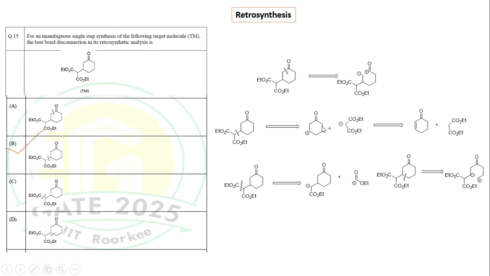This is the synthon, and the corresponding synthetic equivalent is the alpha beta unsaturated carbonyl group. This alpha beta unsaturated carbonyl compound easily reacts with this negative charge and produces the target molecule.